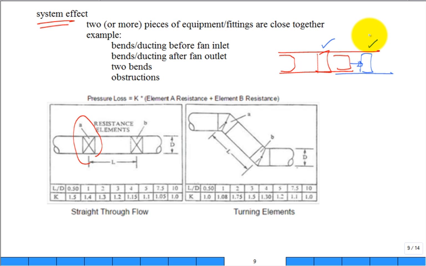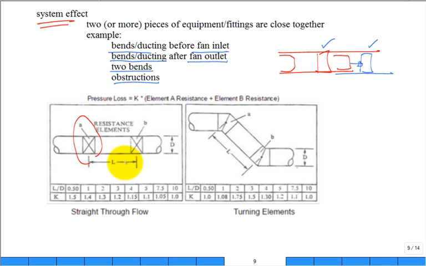So I'm going to spend just a little bit on this. So you have a bend before a fan. That's a key thing to look out for. Or a bend in the ducts right after the fan outlet. Something to really look for. Or two bends close together, or just an obstruction close to something that's not supposed to have an obstruction.